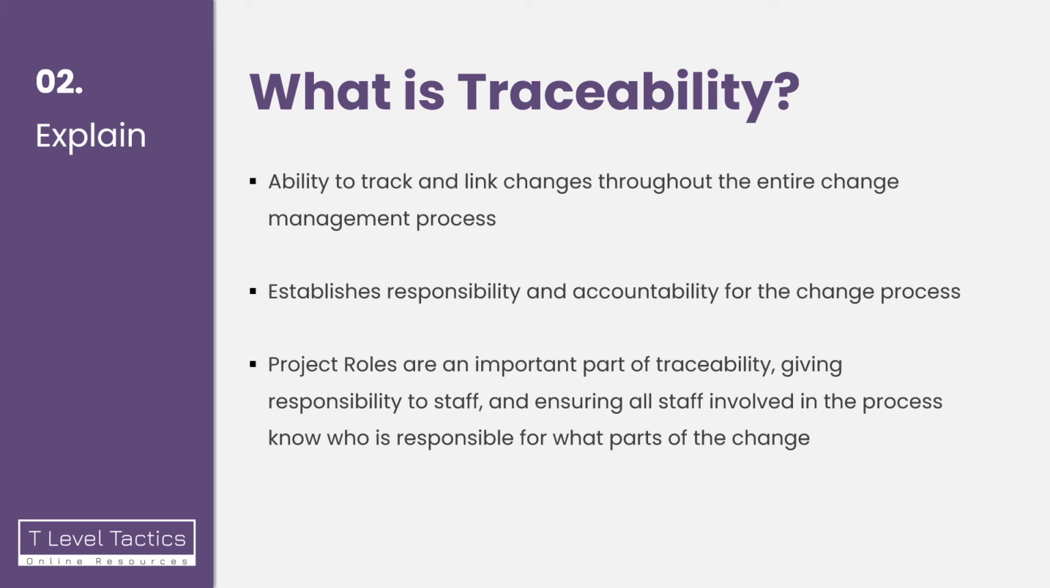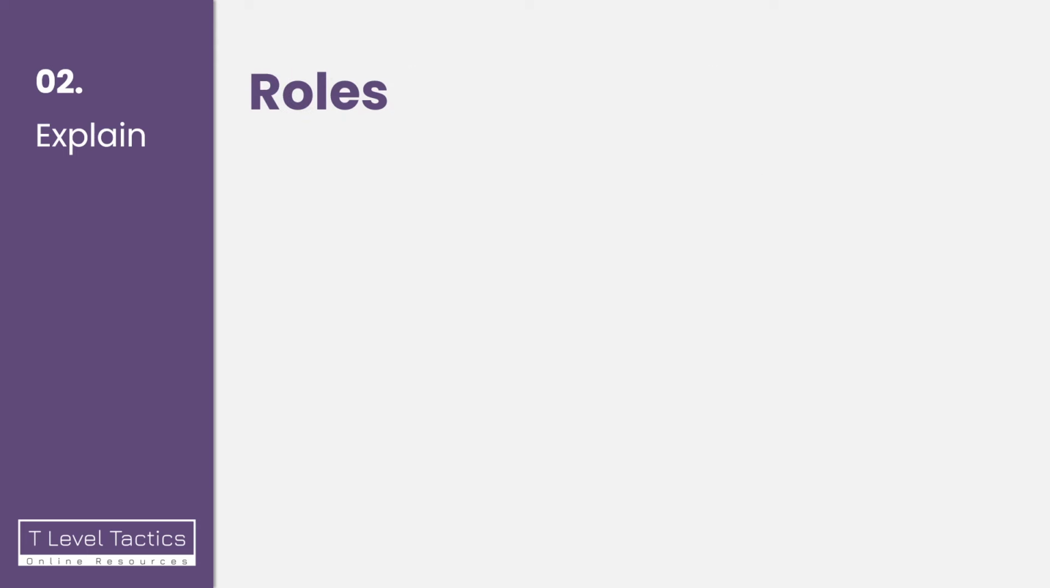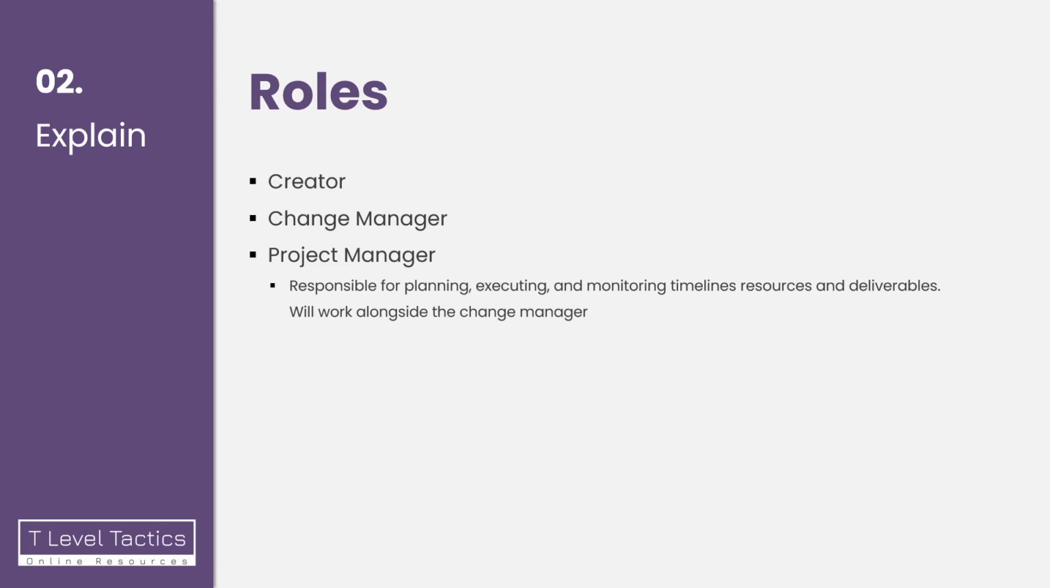Project roles are an important part of traceability, giving responsibility to staff and ensuring that all staff involved in the process know who is responsible for what parts of the change. Now, some of those roles might include the creator, the change manager, project manager, who's responsible for planning, executing, and monitoring timelines, resources, and deliverables. They're going to work alongside the change manager.